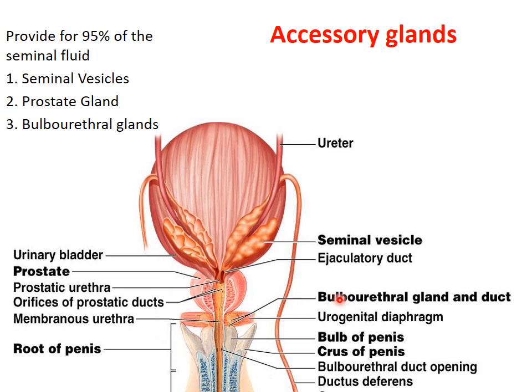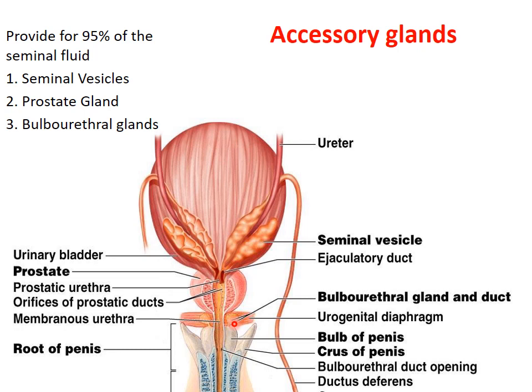Bulbo means bulb, something rounded, a bulky part of any structure. Bulbourethral. So the urethra is passing in the bulb of the penis. We can show in a later slide where the bulb of the penis, or bulb of the corpus spongiosum, is, right? So can you see this gland, the bulbourethral gland and ducts? All of these, the seminal vesicle, prostatic gland and bulbourethral gland, are exocrine glands.